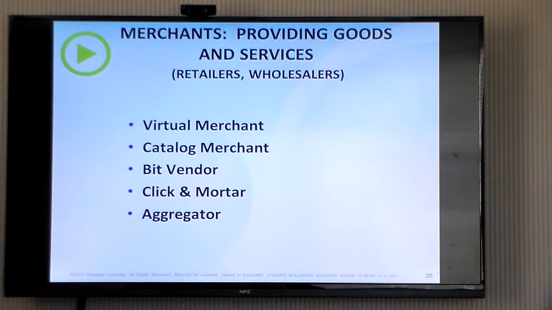So obviously, those of you that have had marketing classes, you know what virtual merchants are, catalog merchants are, bit vendors, click and mortar, and aggregator models are. This is something that you can revisit in your textbook if you would like to. Try to think of the notion of the click and mortar one in terms of selling products, because these are the places that house things in a warehouse, you buy, and then they send it to you.